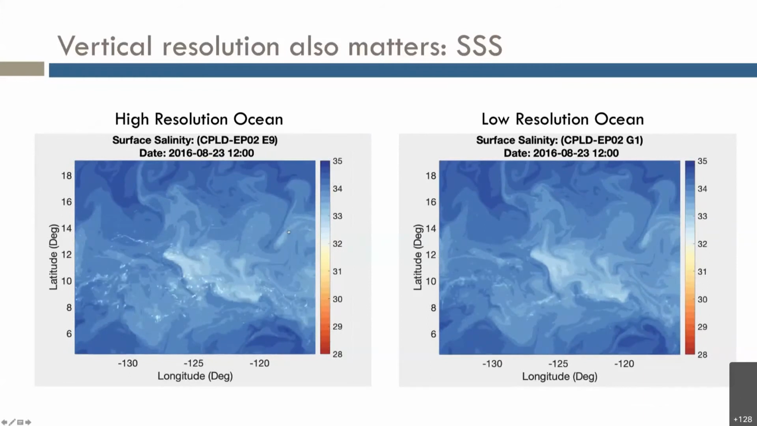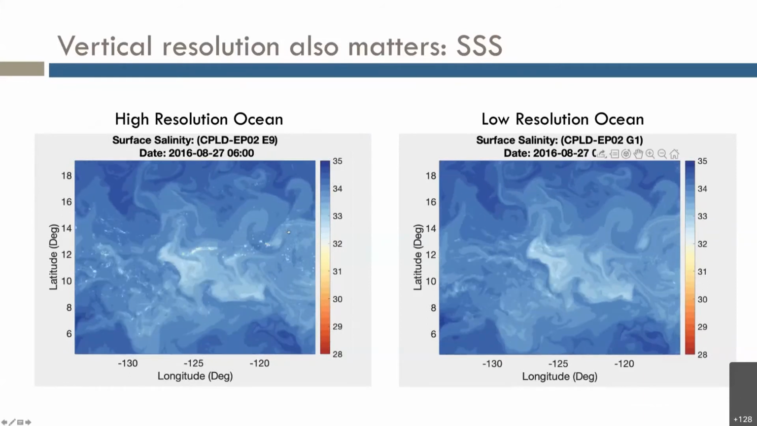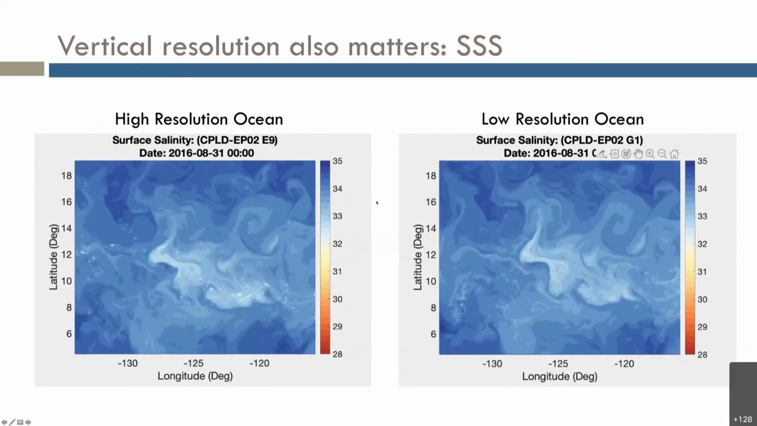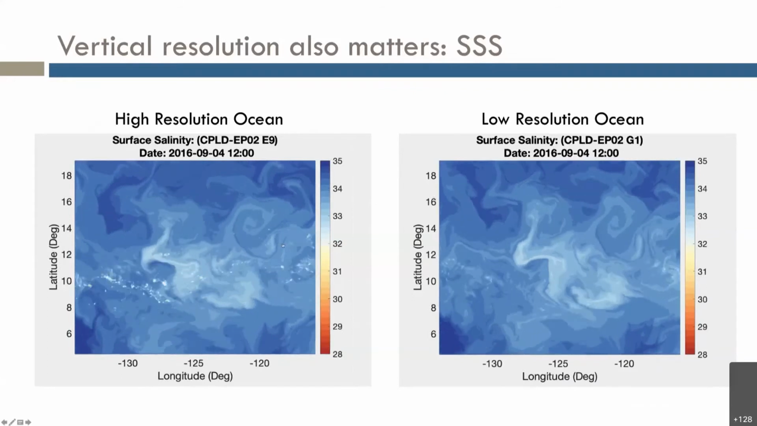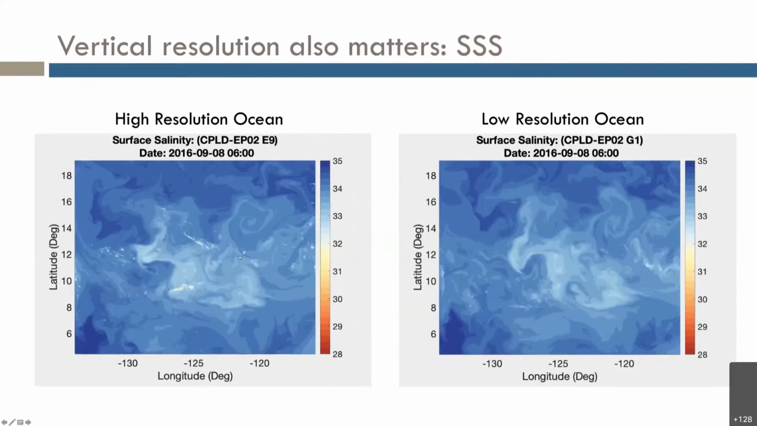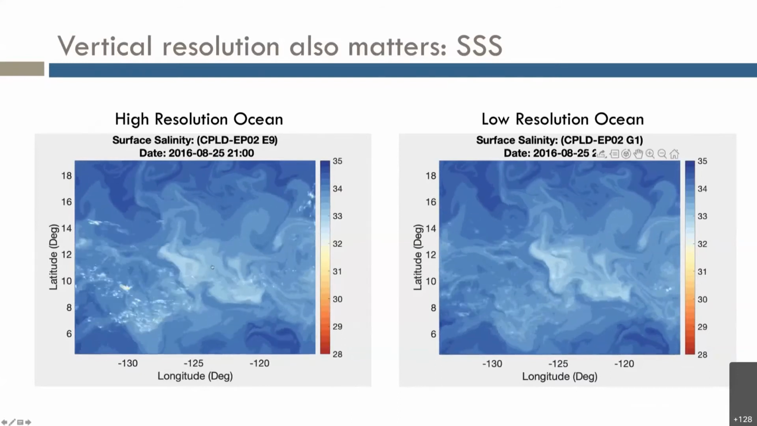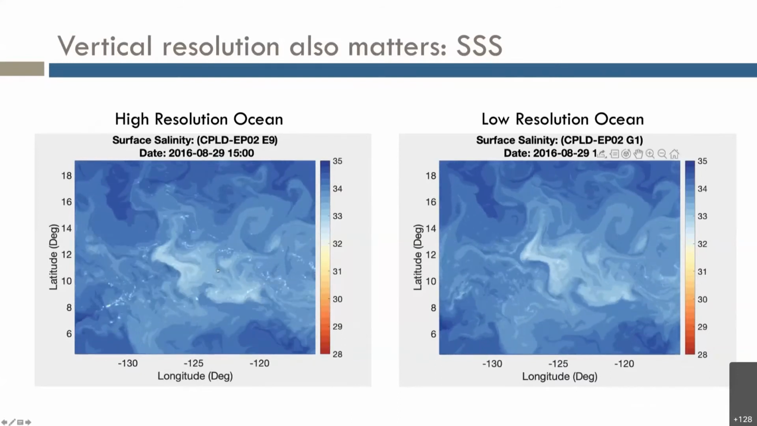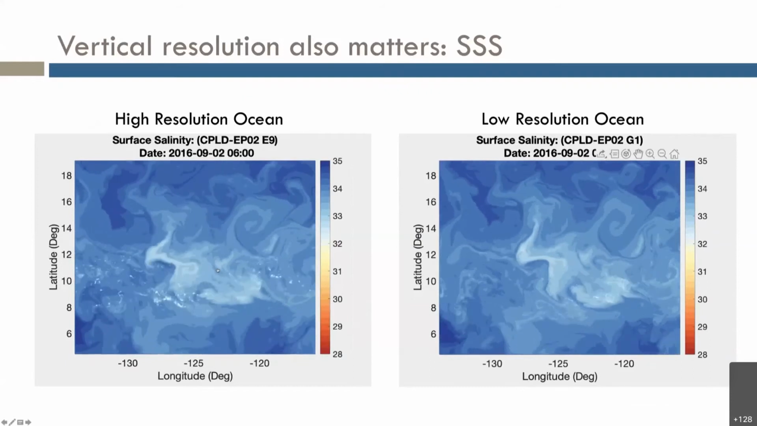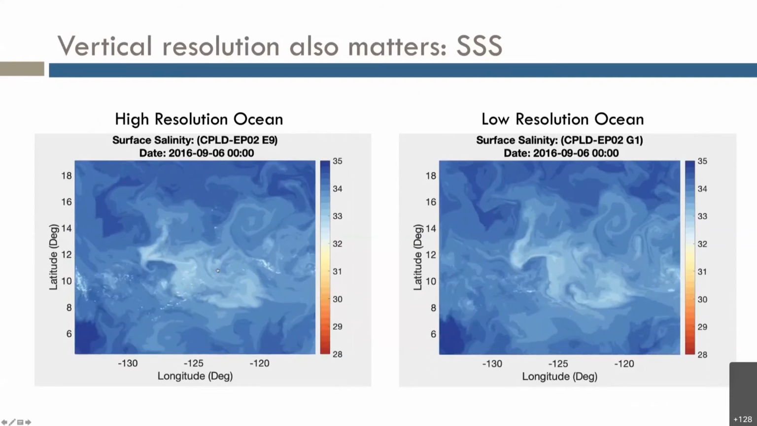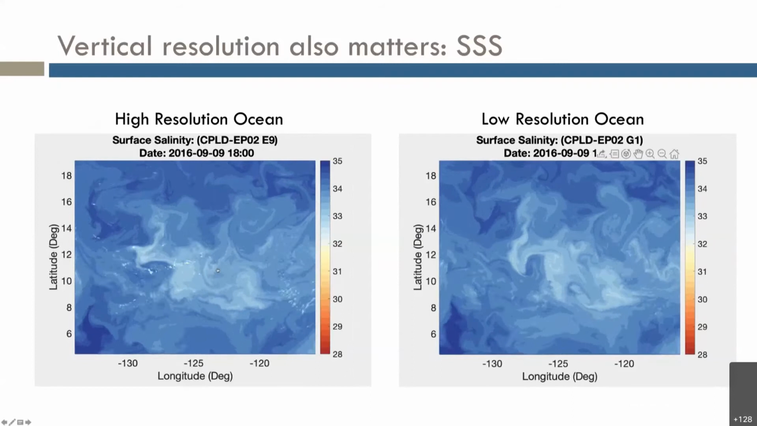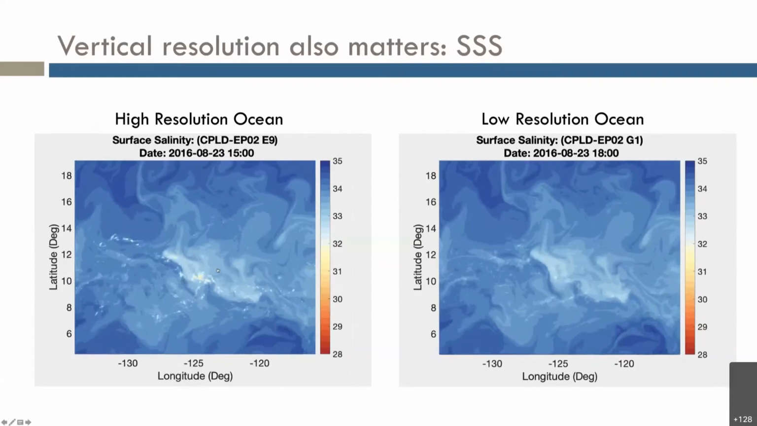And this is from the same simulation, but now the sea surface salinity. Again, the high resolution is on the left and the lower resolution ocean on the right. And you can see in that high resolution the freshwater lenses showing up much more clearly and much more distinctly, again because that stable layer is being more resolved near the surface.